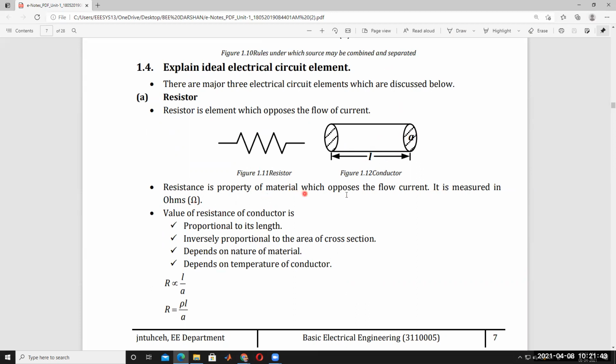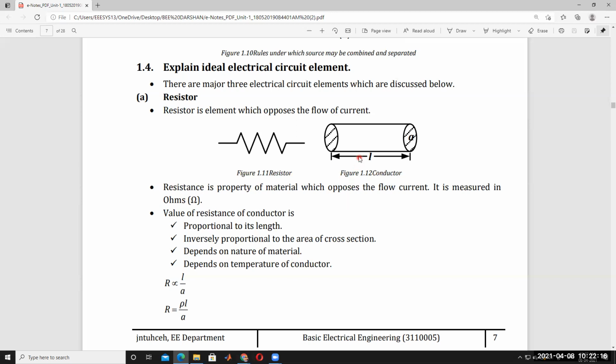Resistance is a property of the material which opposes the flow of current. The unit of resistance is ohms. The resistance of a conductor is proportional to its length L and inversely proportional to its area of cross section A, and it depends on the nature of the material.